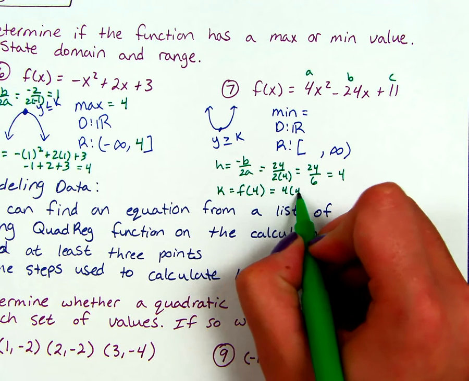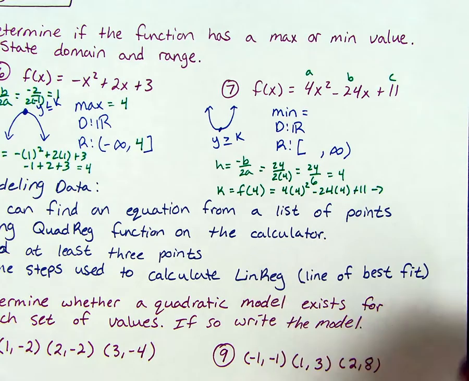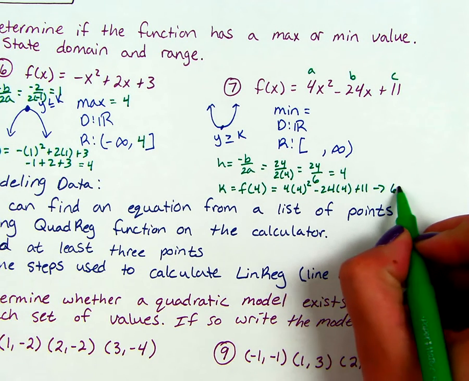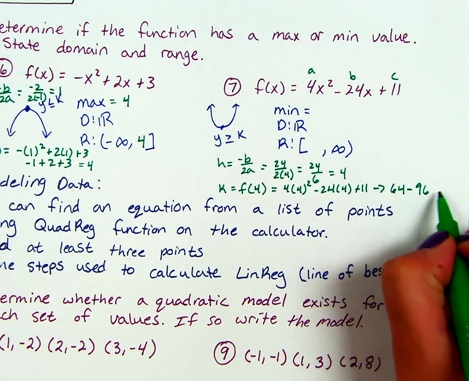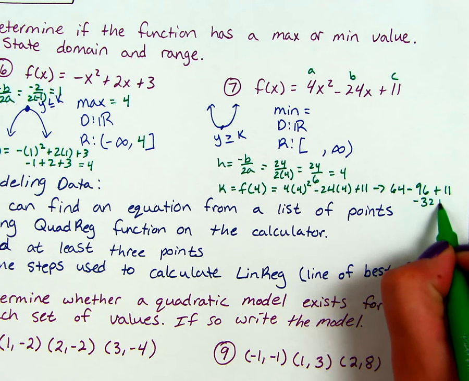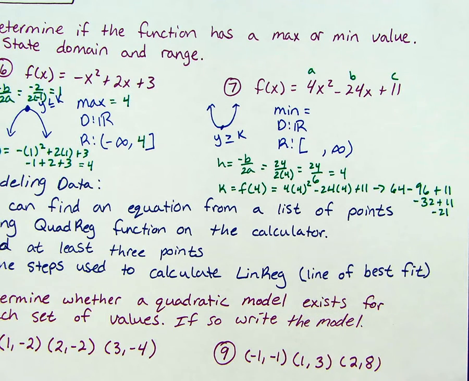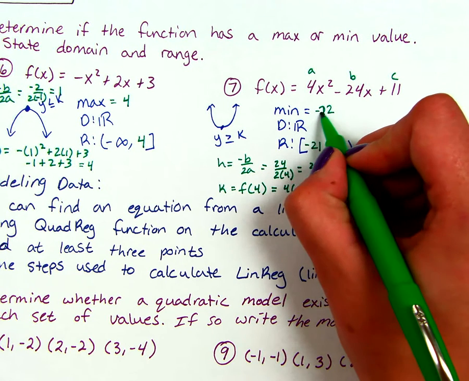So 4 times 4 squared minus 24 times 4 plus 11. Okay. So again, we're taking 4 squared first, which is 16. And then 16 times 4 will be 64. Minus, and then 24 times 4 is 96, and then plus 11. So now we're just combining those together. So 64 minus 96 is going to be negative 32, and then plus 11 will be negative 21. So that's our k value. So negative 21, and then again our minimum is negative 21.